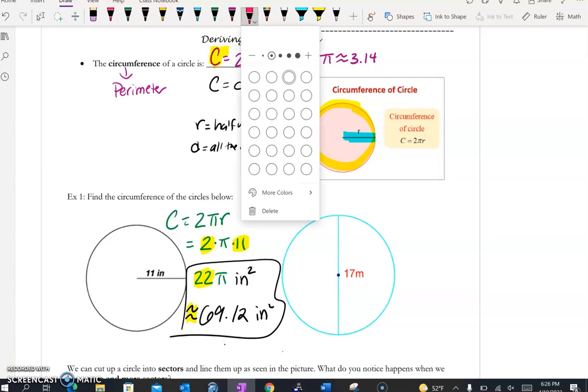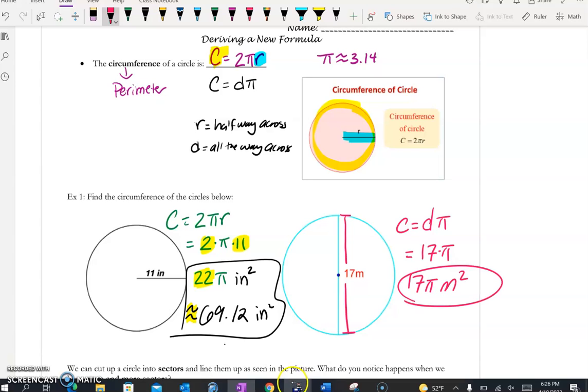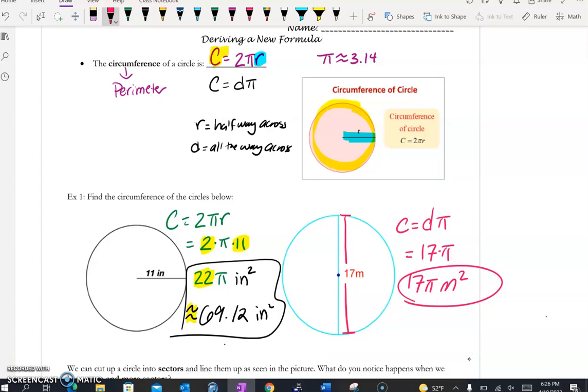For the second one, I want to show you with that second option for the formula, that circumference is the diameter times pi. Notice this measurement that they're giving us here, that 17, that's all the way across, that's your diameter. So for this one, rather than doubling the radius, right, in the previous one, the 2 11s make all the way across, we can just do 17 times pi. So our answer is 17 pi meters squared. If you would like a decimal approximation, you can do that. 17 pi, it's about 53.41.